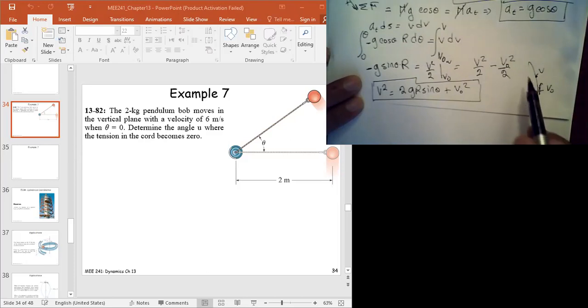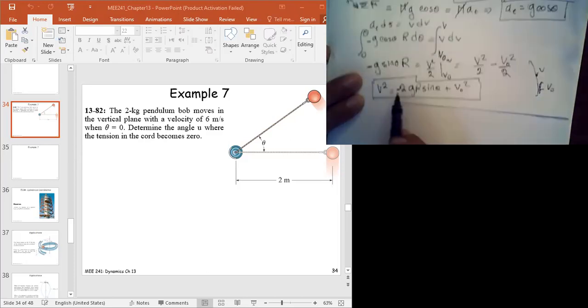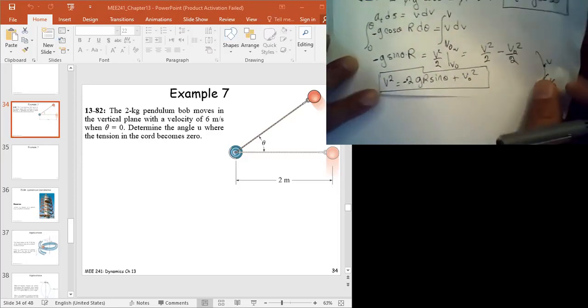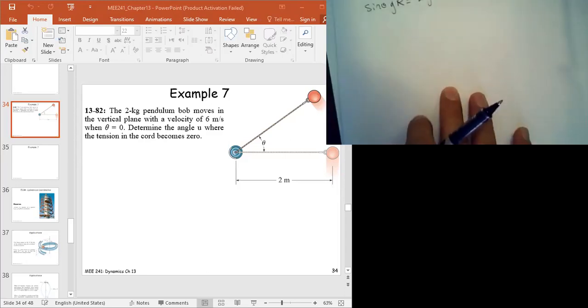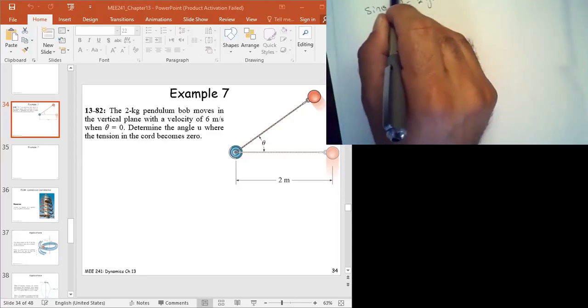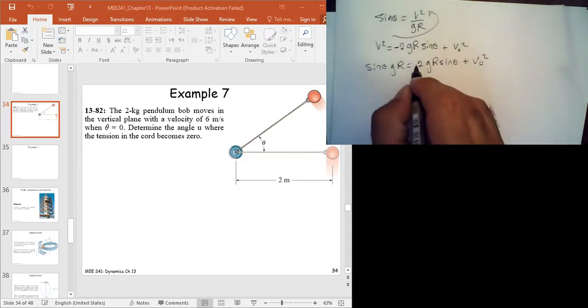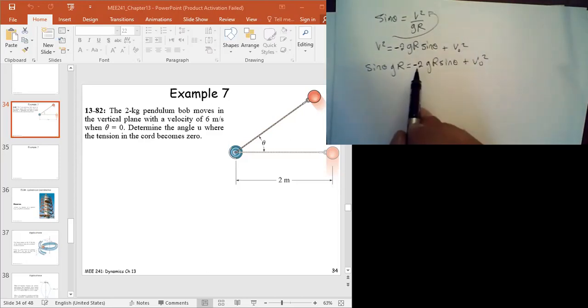And this guy has to be minus, which makes sense, right? Because as your angle theta increases, initially for theta equal to 0, v is equal to v0. But if theta increases, your velocity will actually reduce, because gravity is pulling you downward. So this is the right value for v squared. This is what we did earlier, right? So v squared is equal to minus 2gr sine theta plus v0 squared. And this guy here is going to be minus, right?